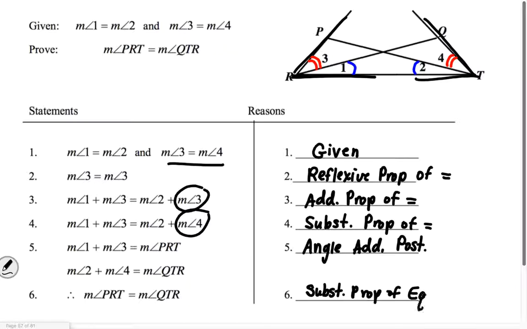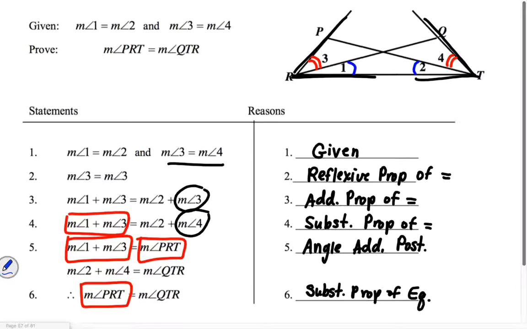So if you need to look for the places where they're equal, sometimes the coloring helps, right? So we had all of that. That was here. 2 and 4, 2 and 4, measure of angle QTR. So again, we're back to one where we had red equals blue. So red equals blue. Do you see it?